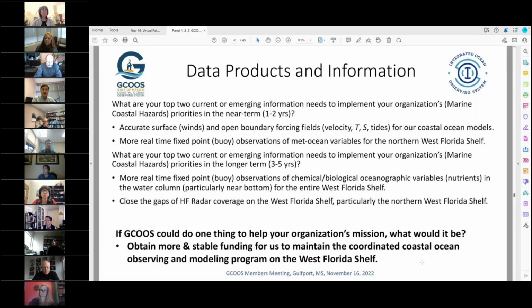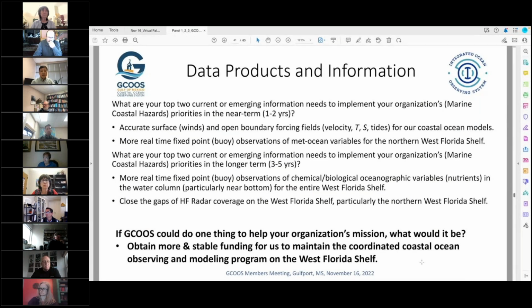Also, HF radar gaps for the northern part of the shelf. There's a big gap there. Need to be filled in the next 5 years. So if the question GCOOS asked is what one thing would help our group, it would be to obtain more and stable funding to maintain those coordinated coastal ocean observing and modeling programs for the Western Shelf.